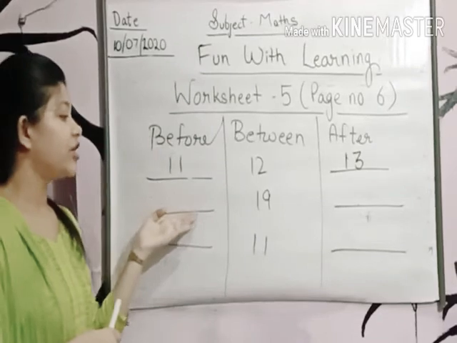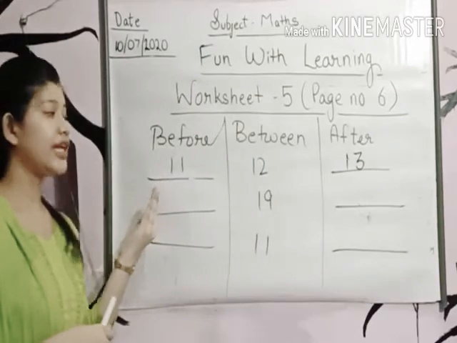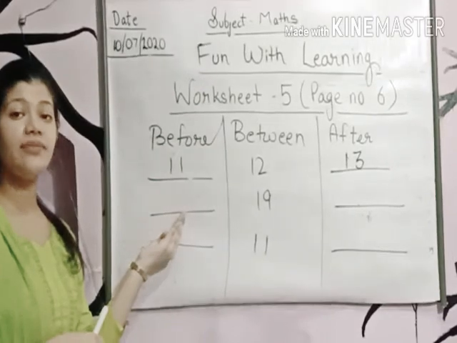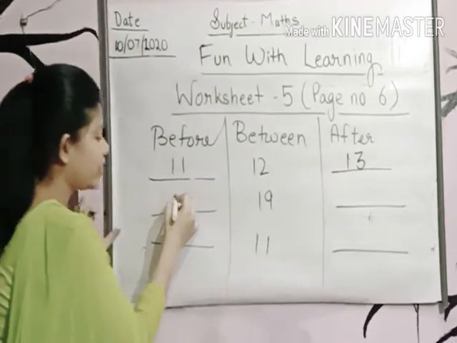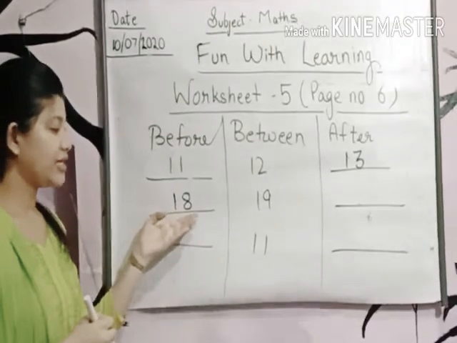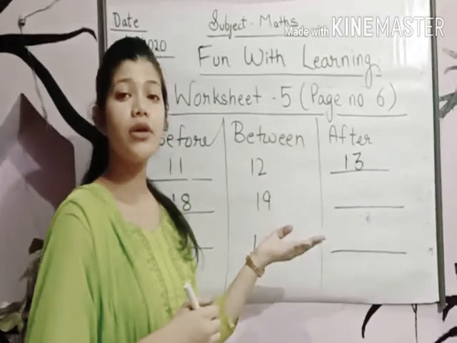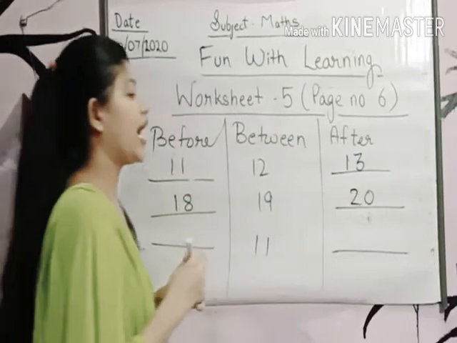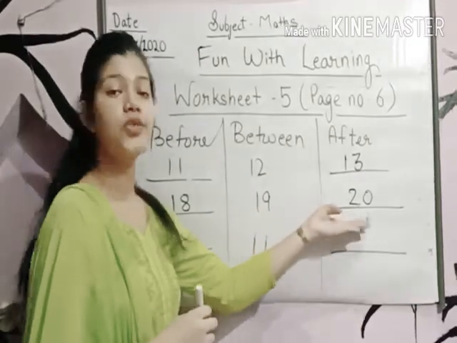That is dash, 19, dash. Okay, now what comes before 19? Because we have to write here before number. Yes, so what comes before 19? Can you tell me? What comes? 18. Yes, so we will write 18 over here. Okay, now 18, 19, what is the next number? That is after number. What is the next number? It is number 20. So we have completed this missing blank, that is 18, 19, 20.